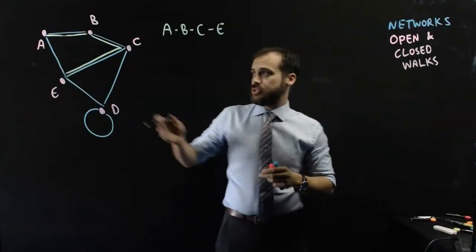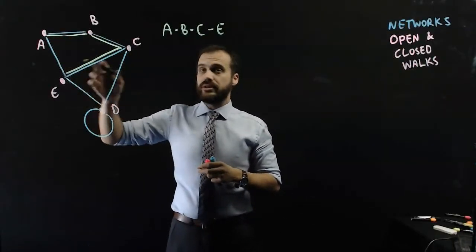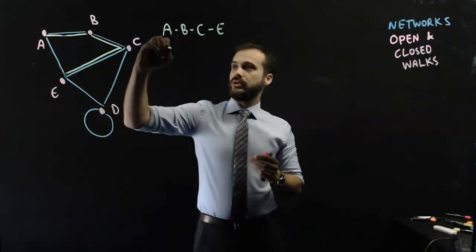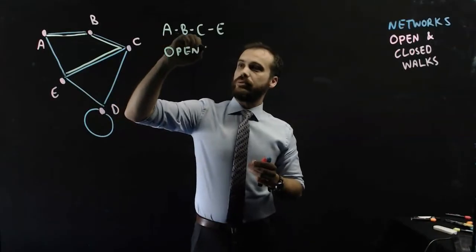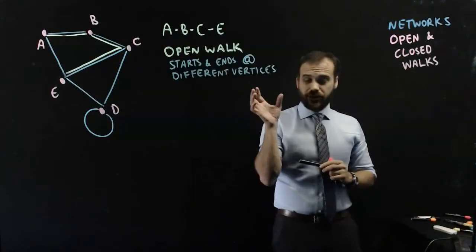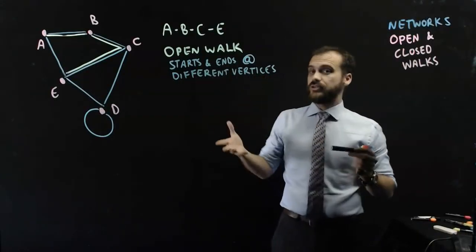Now, it's a bit strange. This guy has left town A. He's walked through B, through C, and through E. We call this an open walk. Open walk. Sorry about squeaking. And it's called an open walk because it starts and ends at different vertices.